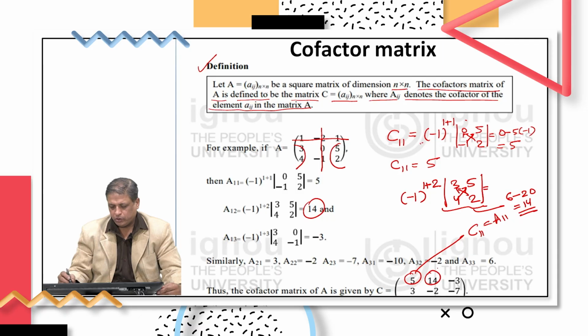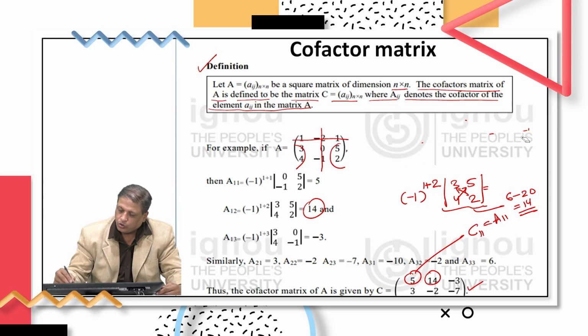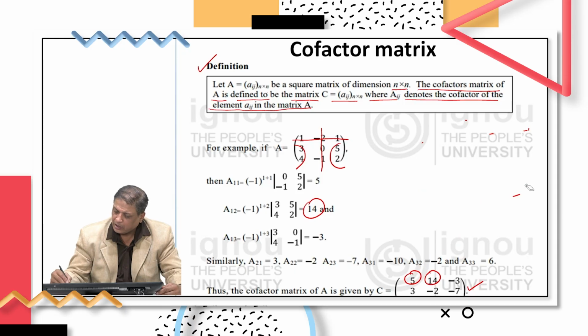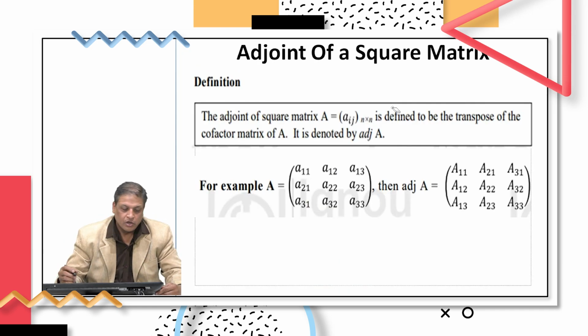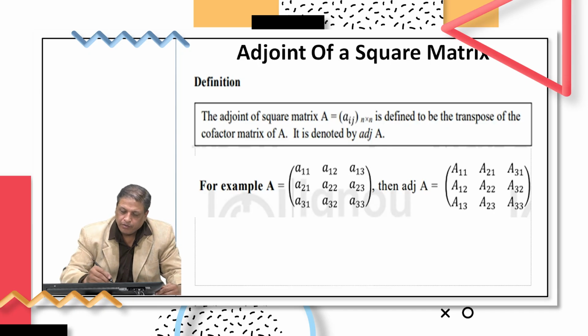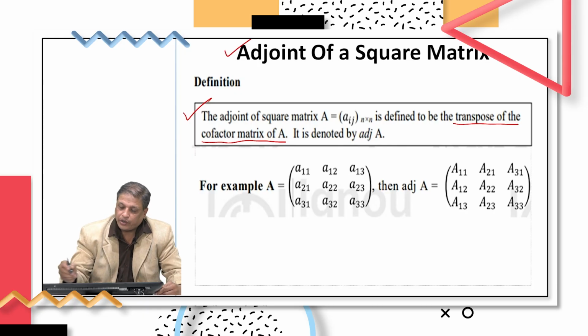I hope you are able to understand how to generate the cofactor matrix. Now you might be thinking that when we had already discussed what cofactors are, why are we discussing the cofactor matrix again? The understanding is that in order to calculate the adjoint, we need the cofactor matrix. So what is the adjoint of a matrix? The adjoint of any matrix A is defined as the transpose of the cofactor matrix. Firstly, calculate the cofactor matrix, take the transpose of that cofactor matrix, and you will get the adjoint of the matrix A.